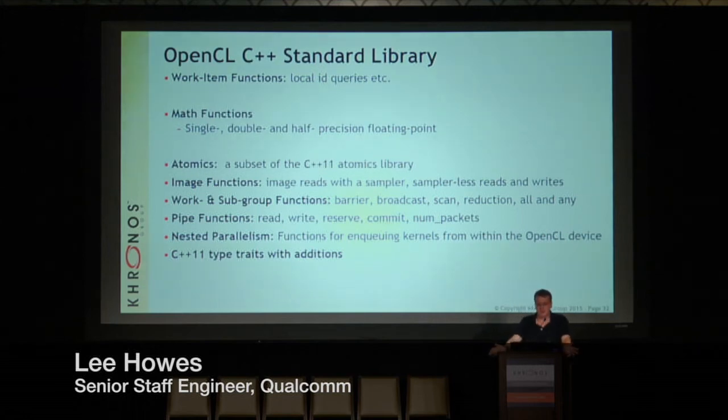And then we have the work item functions, mathematical functions that you'd expect, a subset of the C++ atomics library, quite a large subset, extended with the scopes, just like we had in OpenCL 2, that provide a more hierarchical representation of atomic synchronization. Image functions, work, and now subgroup functions as standard. Pipe functions, obviously. Nested parallelism, so that you can enqueue kernels from on the device, and of course all the type traits that make some of these structures cleaner to use.